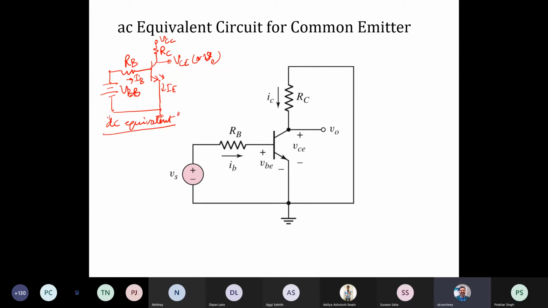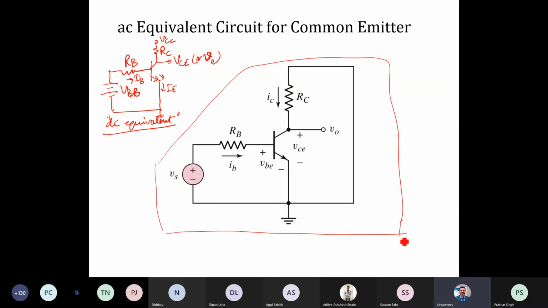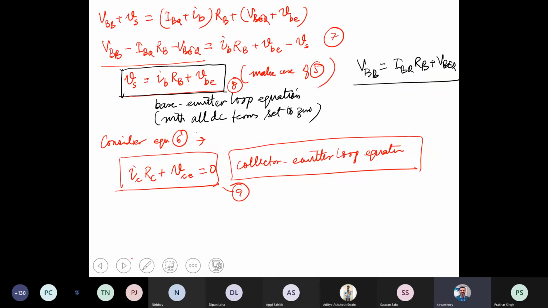This is the DC equivalent circuit, and in the same way we can draw the AC equivalent circuit for the common emitter, right? That's basically the purpose of writing down these two equations, right?